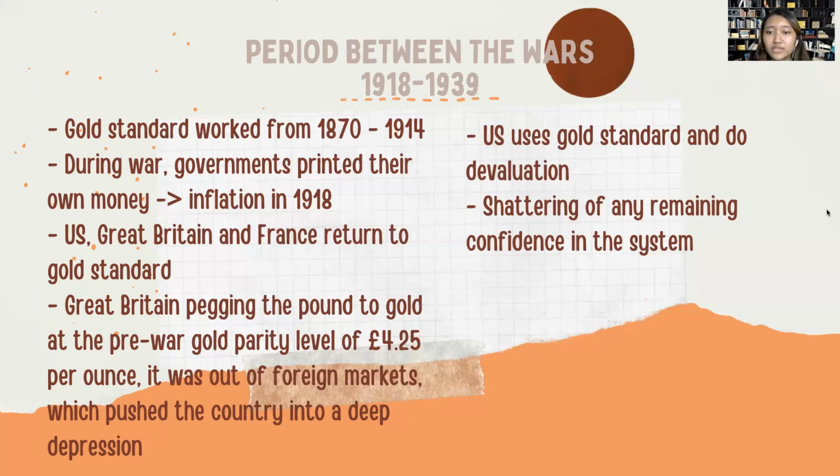The United States returned to the gold standard in 1919, Great Britain in 1925, and France in 1928. Then Great Britain pegged the pound to gold at the pre-war gold parity level of 4.25 per ounce, and it was out of the foreign market, which pushed the country into a deep depression. The net result was the shattering of any remaining confidence in the system. This put pressure on the gold reserves of various countries, forcing them to suspend gold convertibility. By the start of World War II in 1939, the gold standard was no longer in use. Next.